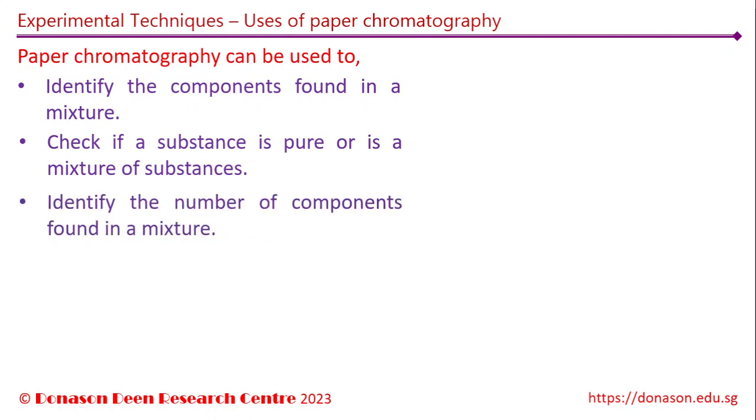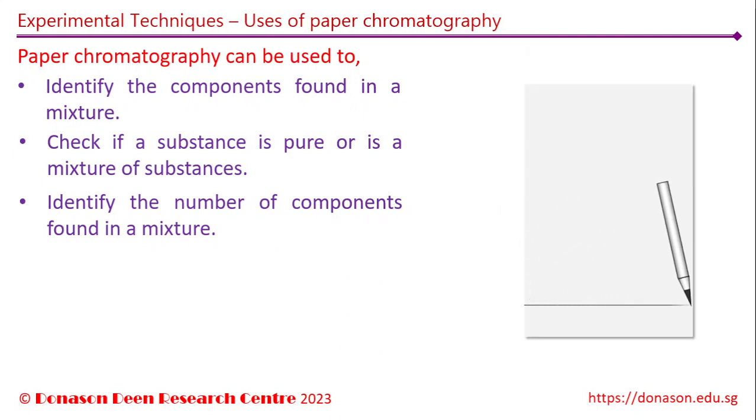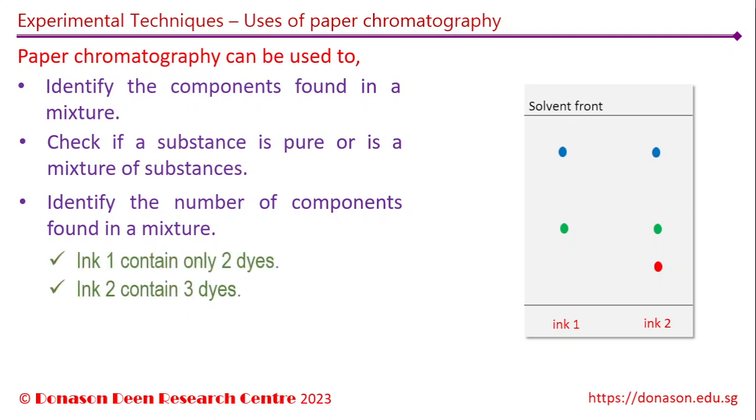Another useful piece of information we can get from chromatography is that we can identify the exact number of components found in a mixture. For instance, in this chromatogram, we can see that ink 1 contains only 2 dyes, but ink 2 contains 3 dyes, as shown by the respective number of dots for each of the inks.